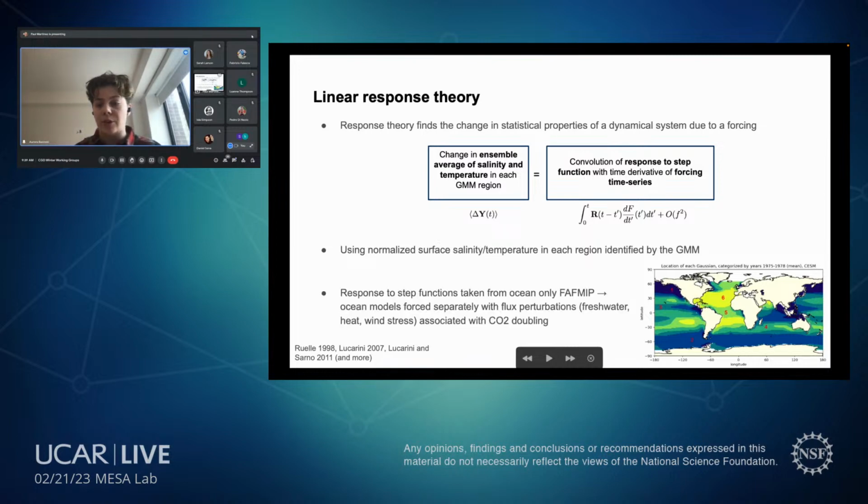I won't talk about this too much, but to be able to apply this linear response theory expression, of course, we need those responses to step functions. We're going to take those from the ocean-only FAFMIP project, which is an intercomparison project where ocean models are forced separately with 3 different flux perturbations: freshwater fluxes, heat fluxes, and wind stress change. These are all associated with a doubling of CO2, and they're applied separately to those ocean-only models.